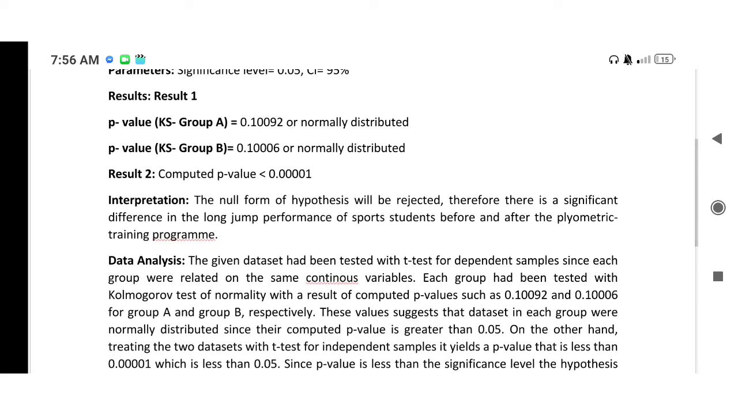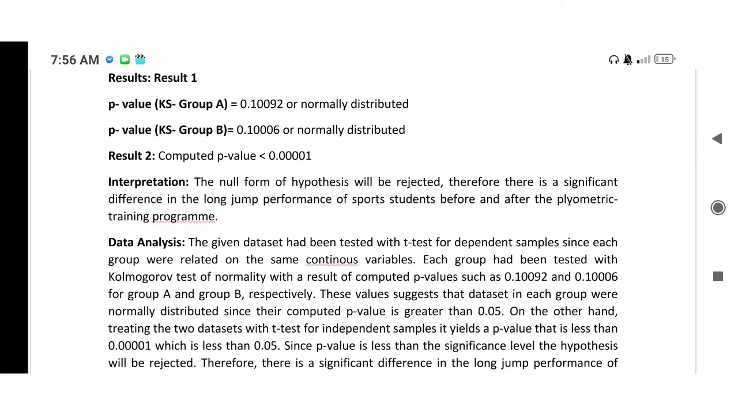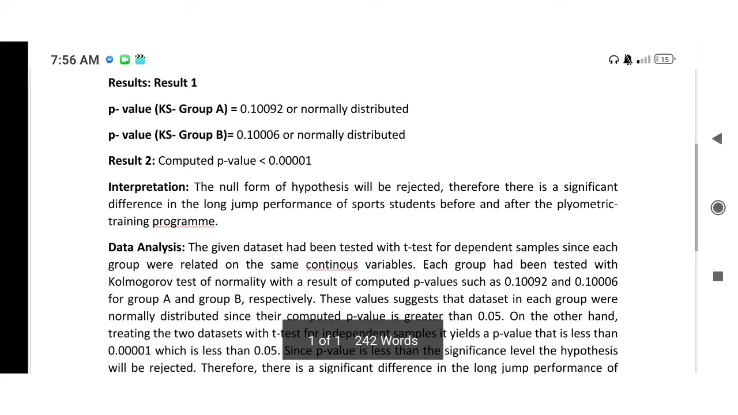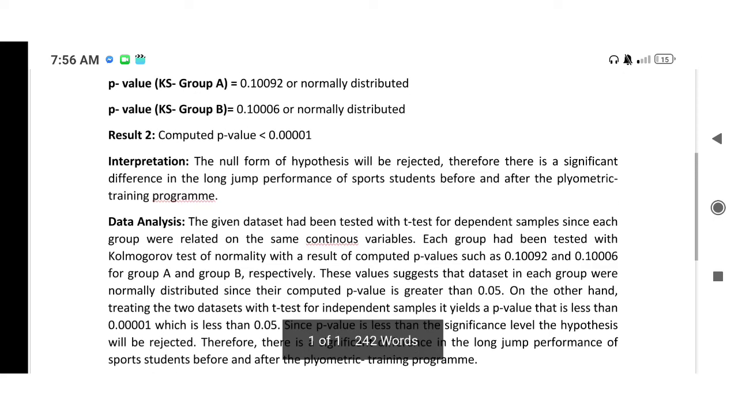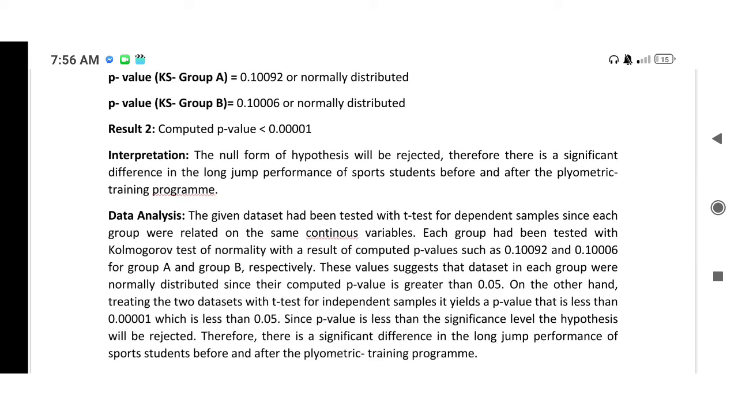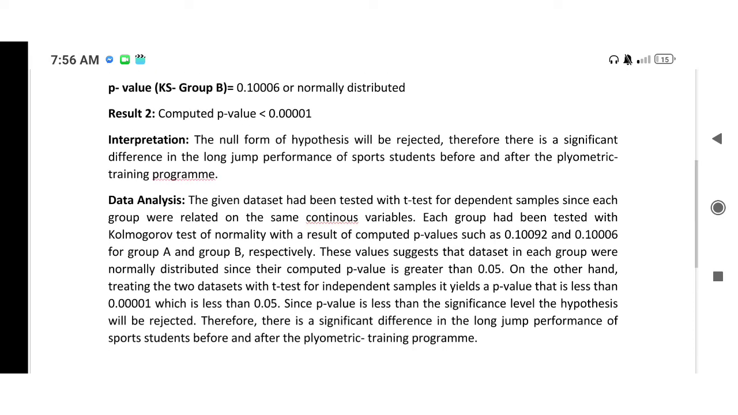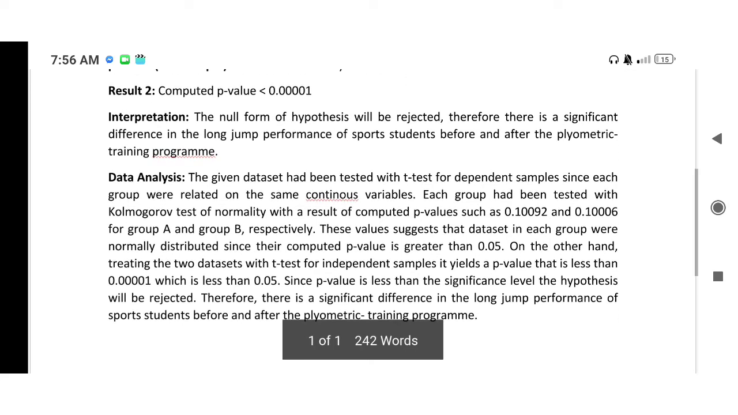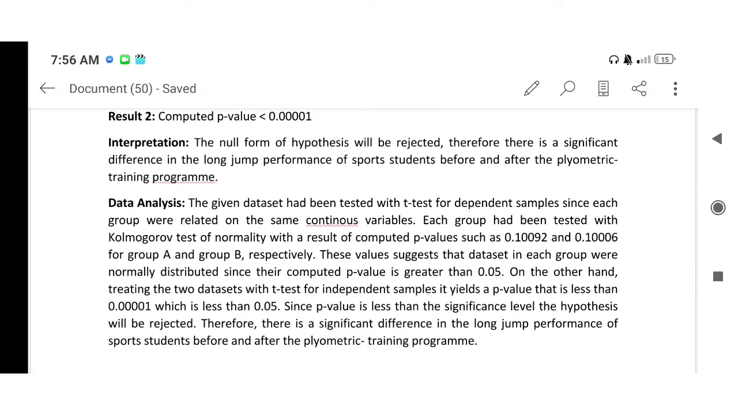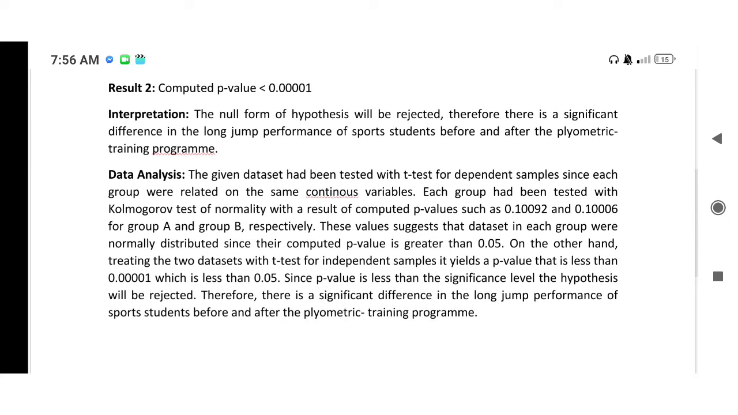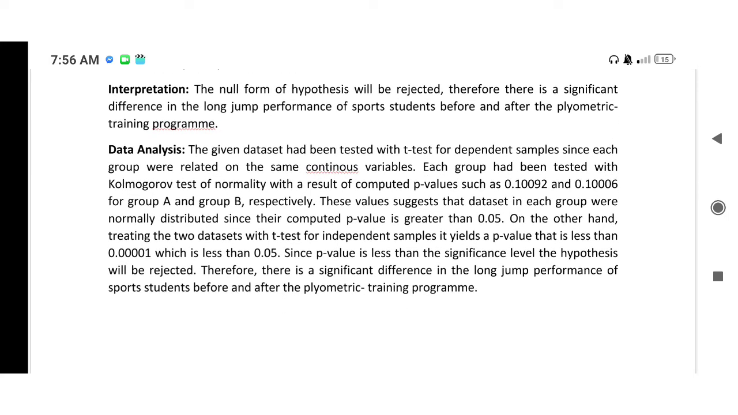Result 1, the probability value KS group A is 0.10092, or normally distributed. For group 2, the probability value KS group B is 0.10006, or normally distributed. Result number 2, the computed probability value is less than 0.00001. Interpretation: the null form of the hypothesis will be rejected. Therefore, there is a significant difference in the long jump performance of sports students before and after the plyometric training program.